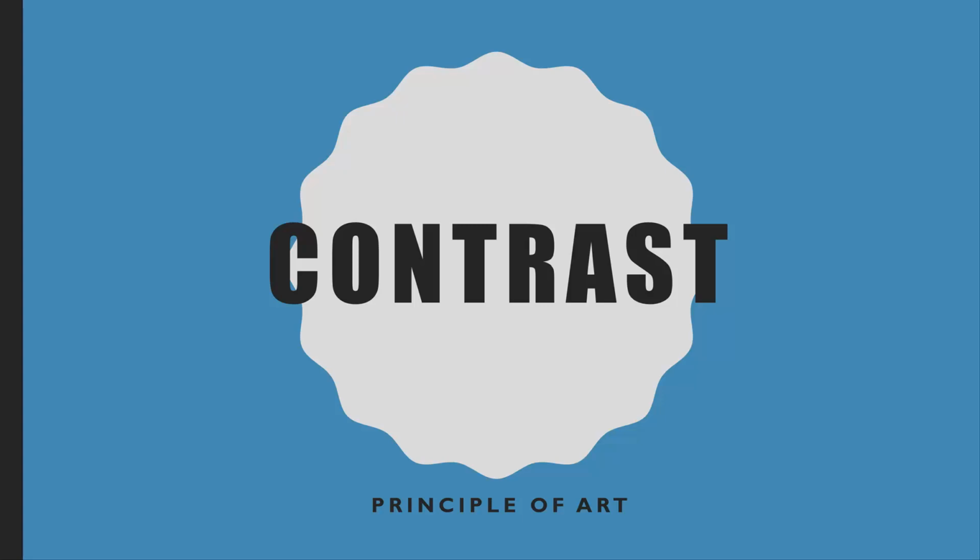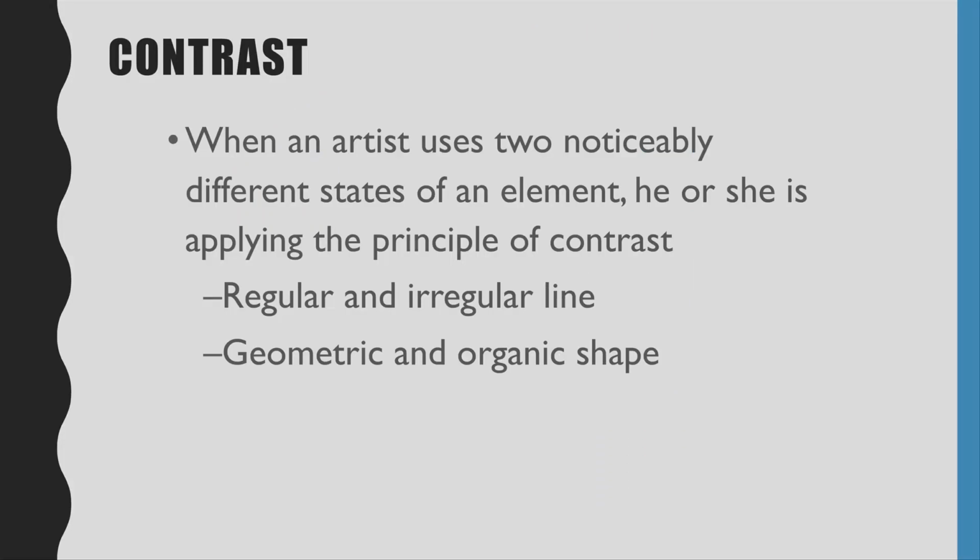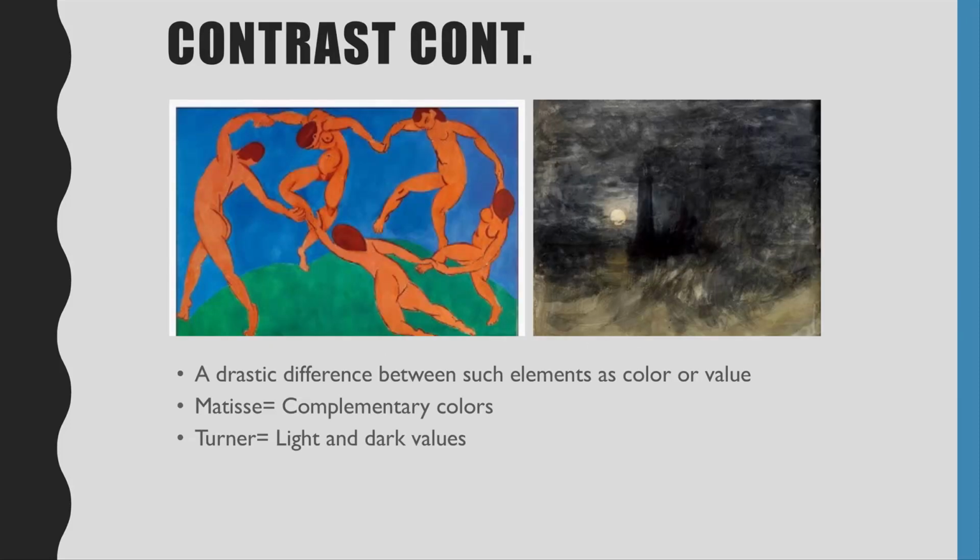Okay, contrast is a principle of art. As it says, when an artist uses two noticeably different states of an element, he or she is applying the principle of contrast. So for example, I like to show some various methods in which an artist can use contrast. For color, orange and blue are complementary, and we'll talk about that in chapter 1.4, but it kind of makes those figures just really stand out because they're so warm in color against that cool background.